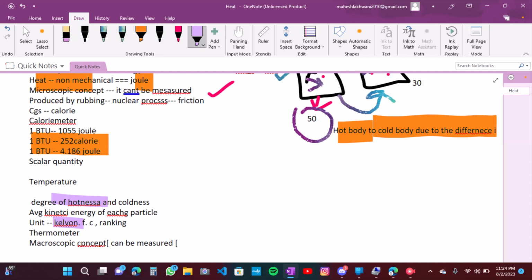Then the instrument which is used to measure temperature is known as a thermometer, and it is basically a macroscopic concept. It means it can be measured. Obviously, it has units. It has an instrument to measure, so it is a macroscopic concept, right?